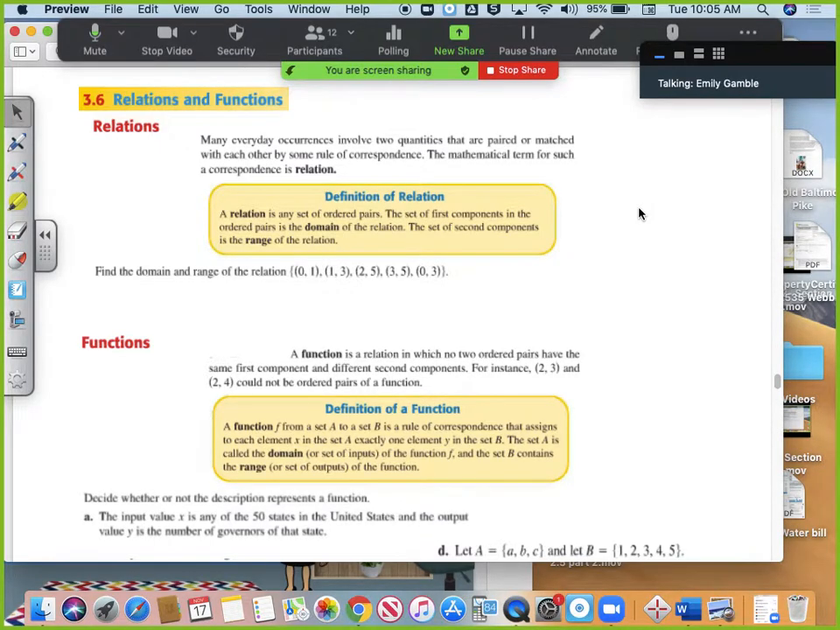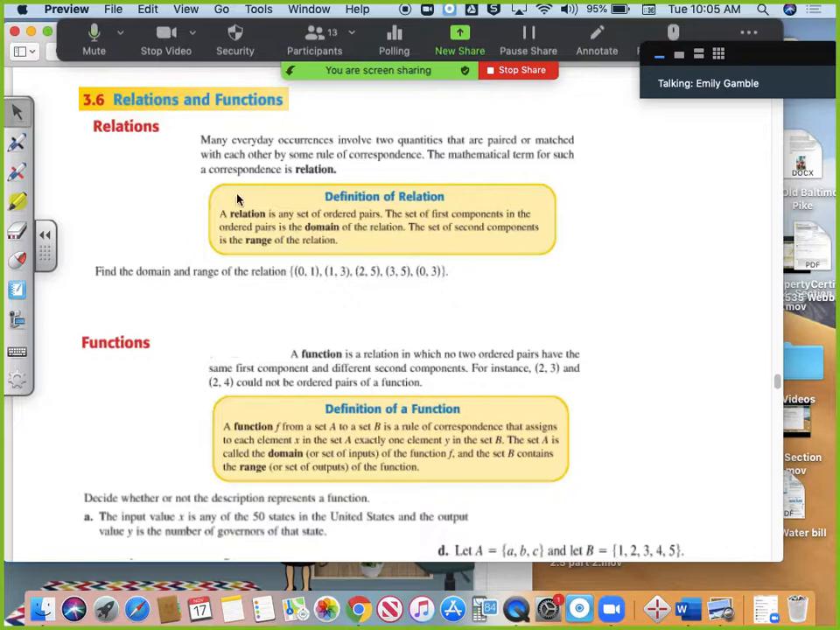All right, so section 3.6 is about relations and functions, and these are tricky little vocabulary words because it's like a rectangle and a square. Like a square is a rectangle, but not every rectangle is a square. Same type of thing for relations and functions.